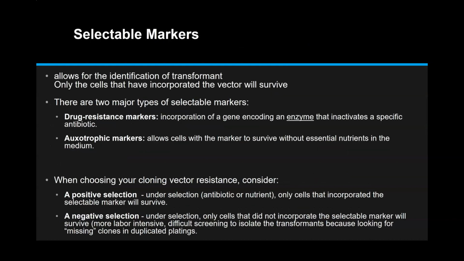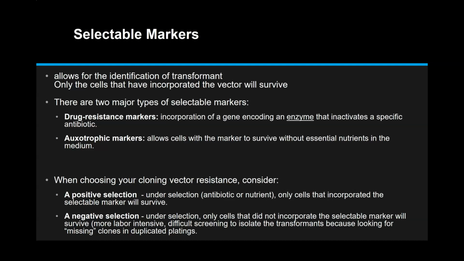Vectors need to have as part of their DNA sequence a selectable marker. This is a gene that allows for the identification of the cells that have been transformed, meaning have incorporated the vector. The most common type of selectable marker is drug resistance. The vector will encode for an enzyme that can inactivate the drug. Cells that cannot inactivate the drug die, and those that have the vector live. This is an easy way to look for the transformants and is used with bacterial plasmids almost universally.